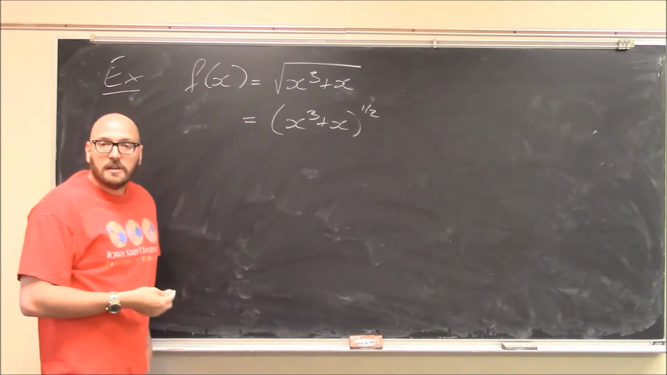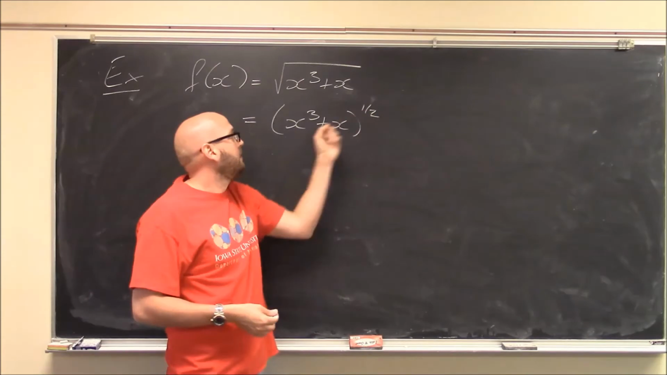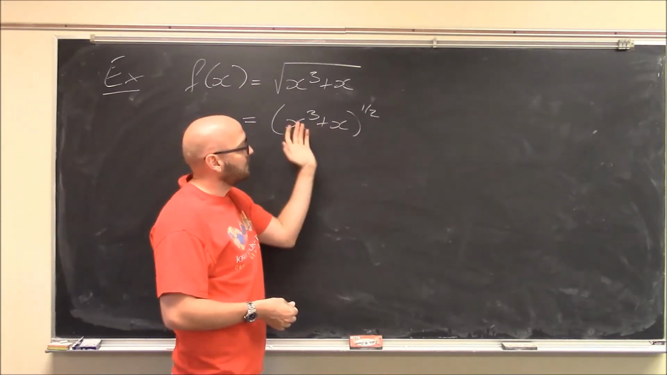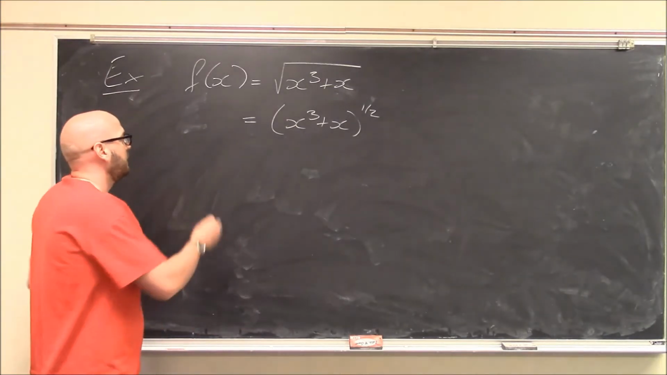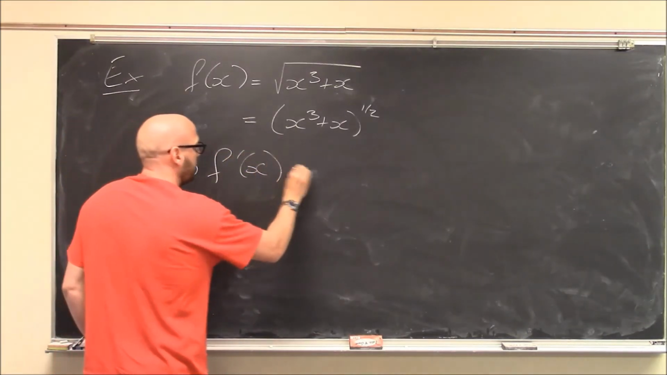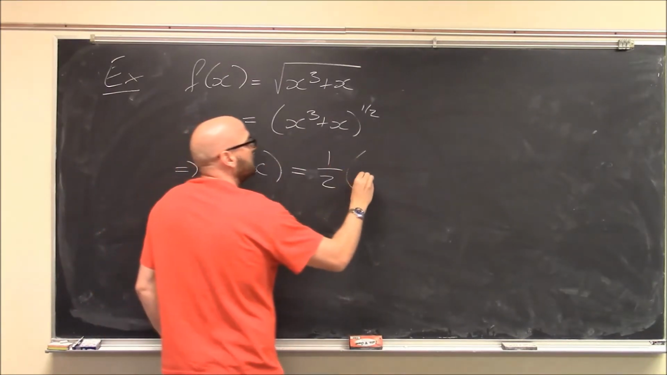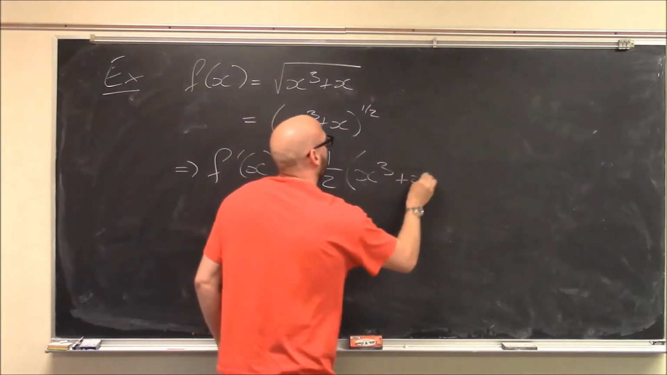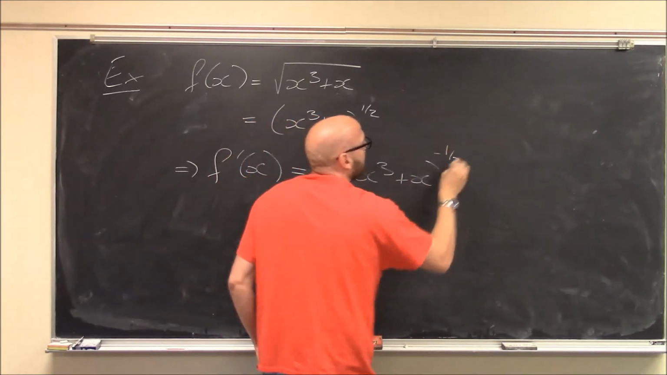And now it looks a whole lot like the last example we did. It's a function raised to a power. So x cubed plus x is our inside function, raised to the power of 1/2. So the 1/2 power is our outside function. So our derivative is what? The 1/2 comes out front. The inside stays exactly the same. And we lower the power by 1. So 1/2 minus 1 is minus 1/2.